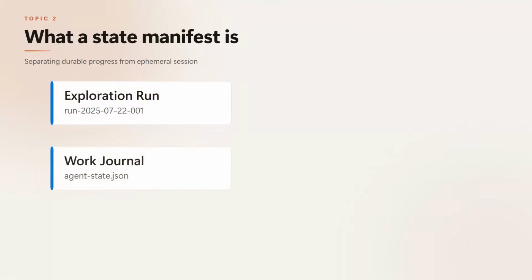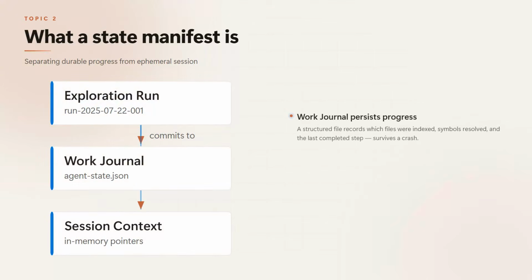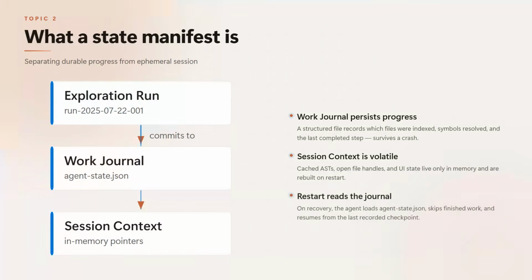A state manifest is a structured record of what each agent has done, found, and left unresolved, plus what was in flight at the moment of a crash. It is not a conversation log or a session token. The distinction that catches people: session resumption brings back the chat history, but the manifest brings back the work state, the actual progress through the exploration. You need both for a full recovery.